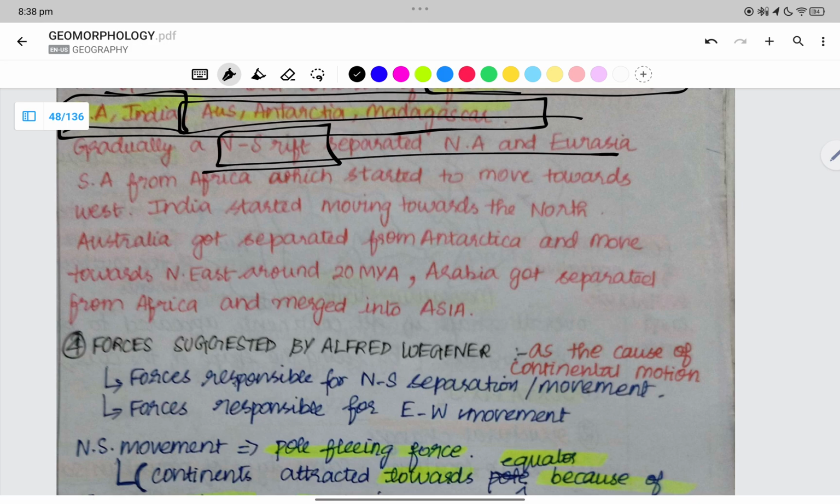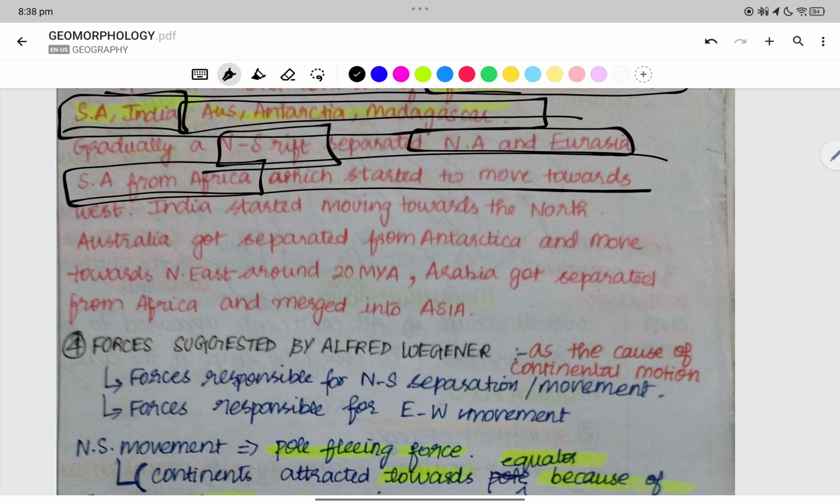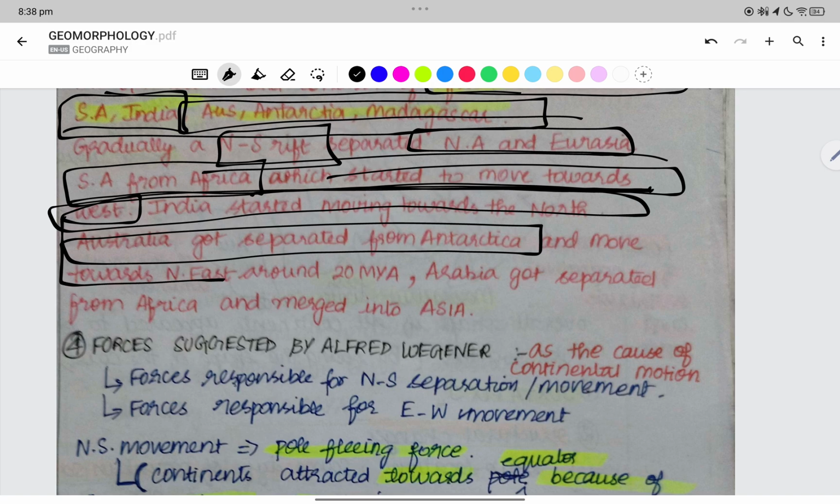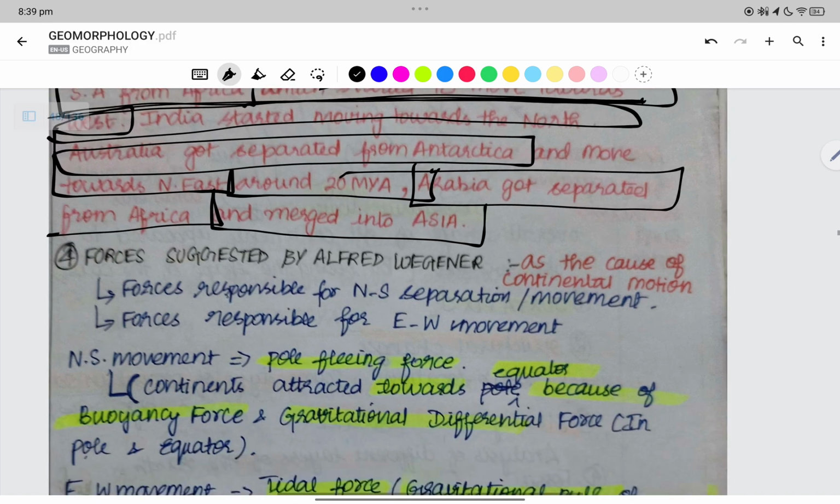Gradually, north-south drift separated North America and Eurasia, and South America from Africa, and it started to move towards the west. India started moving towards the north. Australia got separated from Antarctica and moved towards the northeast. And 20 million years ago, Arabia got separated from Africa and merged into Asia.